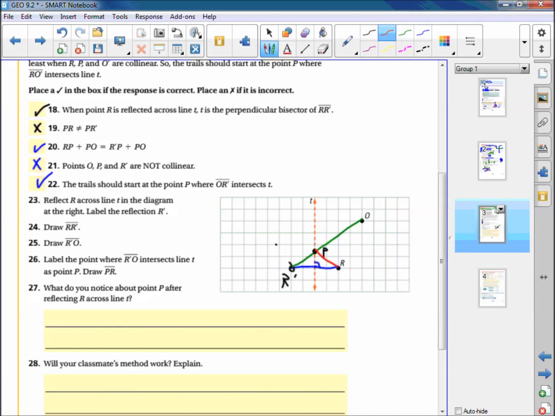All right, so here's a possible answer you might write. I'm going to say something like this. Reflecting point R across line T locates the same point P as found in the solution in the diagram above.